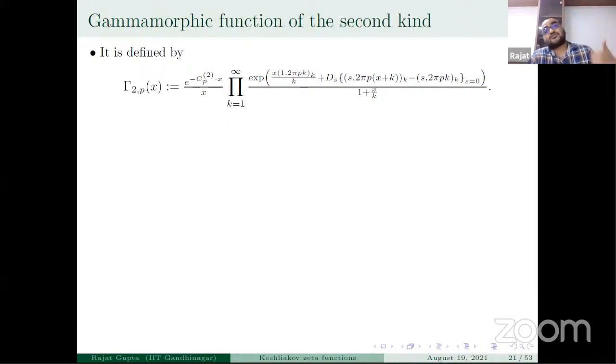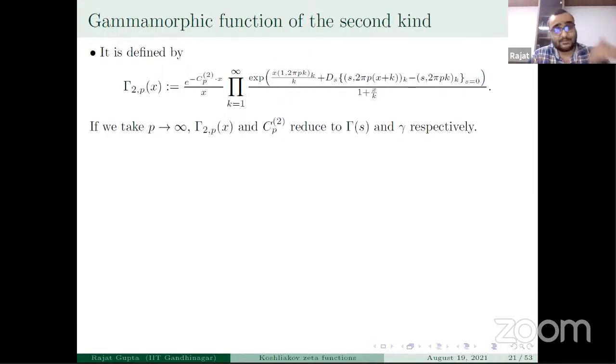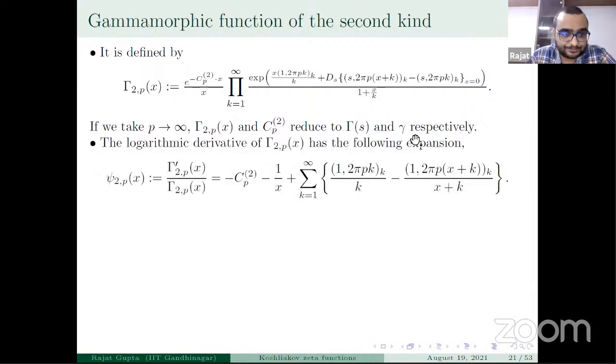Similarly, the gamma morphic function of the second kind is defined by this representation, where d of s is nothing but the derivative with respect to x. It looks a little bit complicated, but its properties are very natural and very elegant. If you take p tends to infinity in the above form, then gamma 2 also reduces to gamma of x, and cp2 also reduces to the Euler gamma constant. It also has an analogous theory.